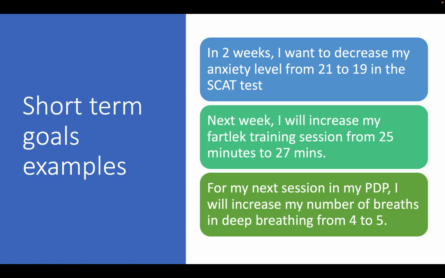On screen just now are some examples from a pupil who has been doing a Higher PE PDP. In 2 weeks, I want to decrease my anxiety level, so it's been really specific. We've got our time scale there, from 21 to 19 in the SCAT test. So in 2 weeks' time, we can look back and we can measure, has this person met their target? Next week, I will increase my fartlek training session from 25 minutes to 27 minutes. So it's a small increase because it's only going to be next week, and we're taking it from 25 up to 27.